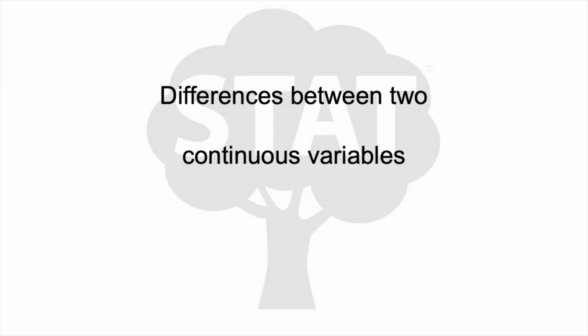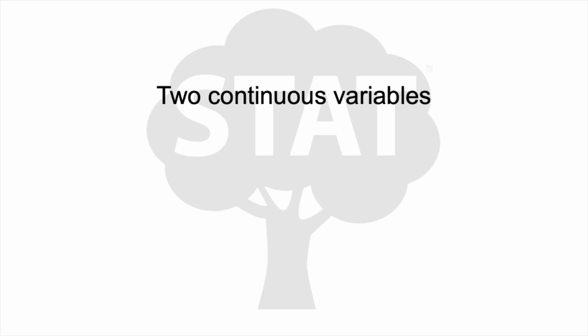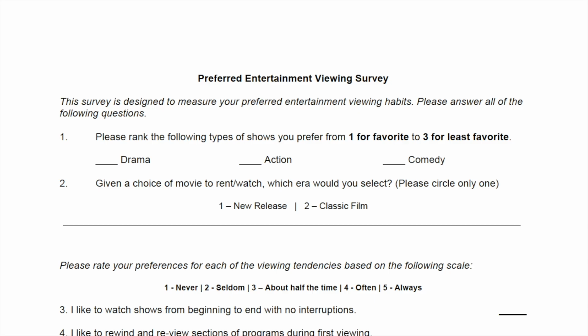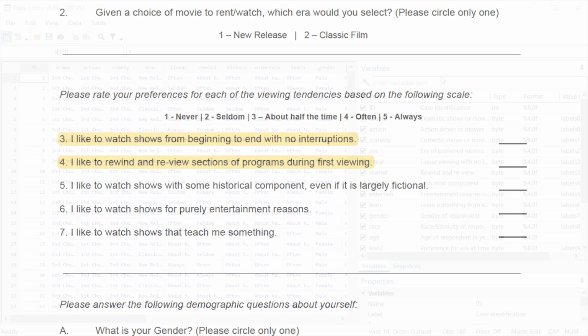To test whether there are differences between two continuous variables, the paired samples t-test would be appropriate. You will need two continuous variables in order to run this test. In looking at the preferred entertainment viewing survey, any one of the scale questions 3 through 7 would be appropriate for the continuous variables for our demonstration. For this demonstration, we will use questions 3 and 4.